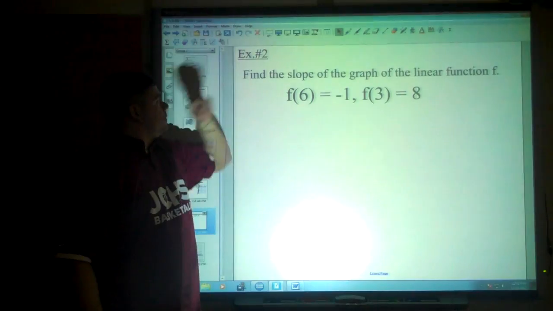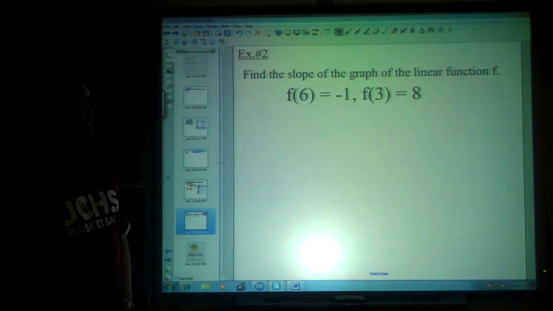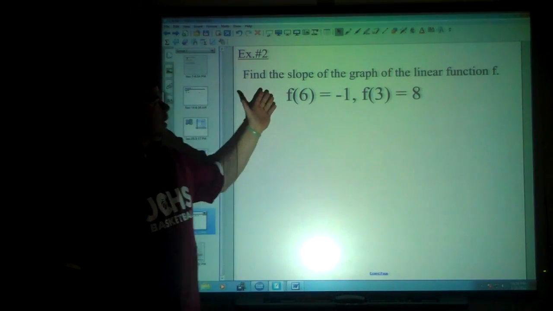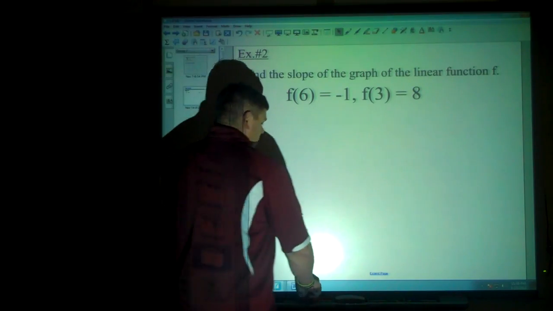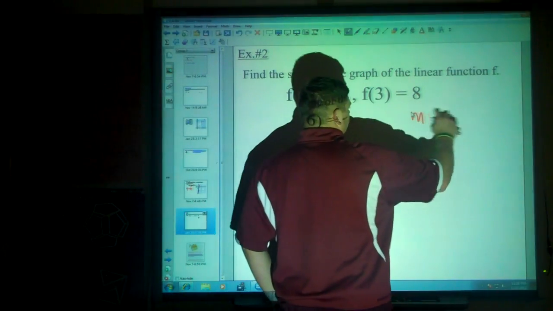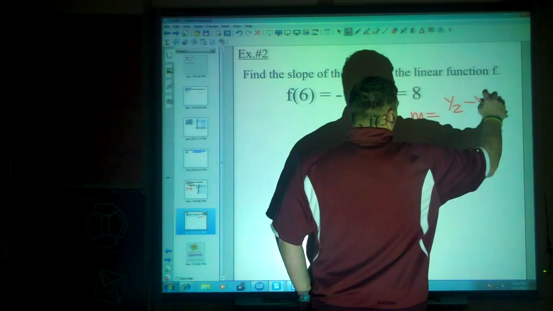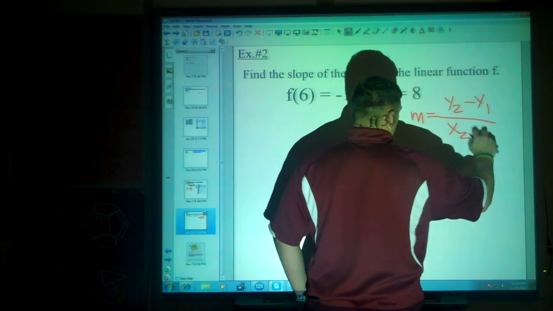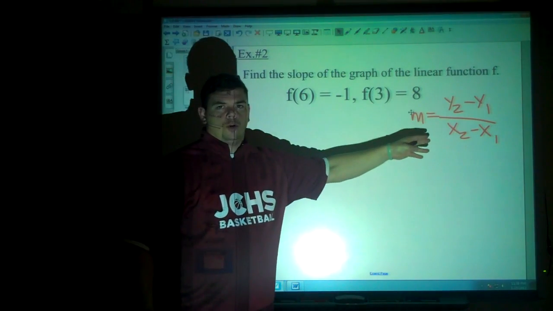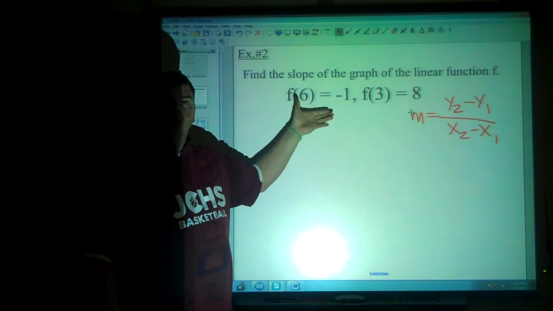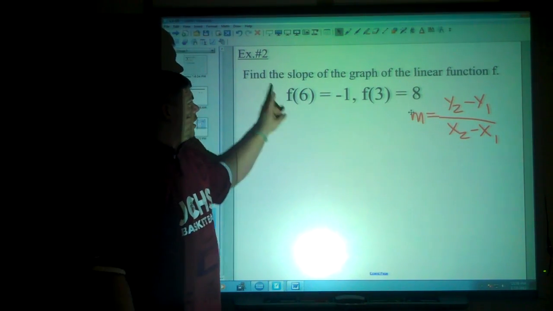Our last example, find the slope of the graph of the linear function f. This may seem very crazy, and people are like, I have no idea how to solve for this slope. Well, you are going to use our good old friend, the slope formula. And someone might be saying, what? That usually involved coordinates. These are actually coordinates. They may not look like coordinates, but they are.